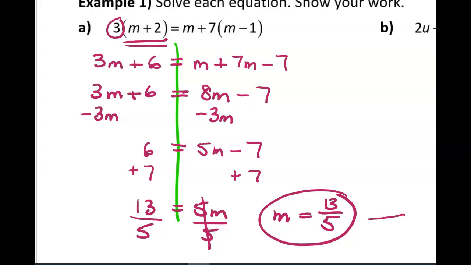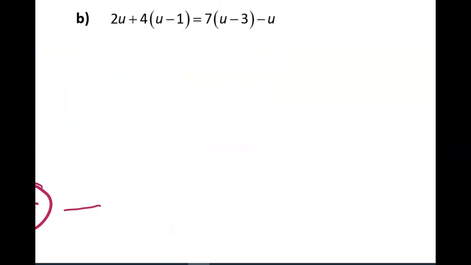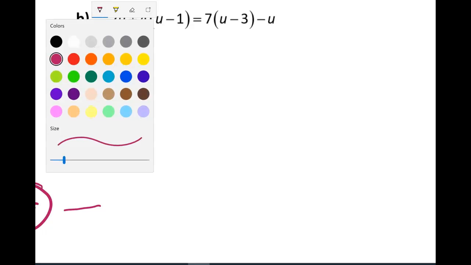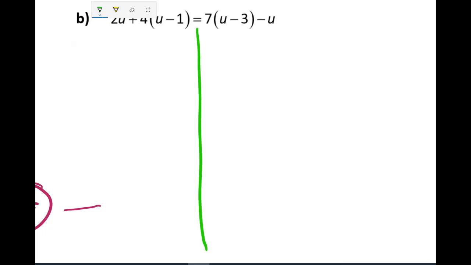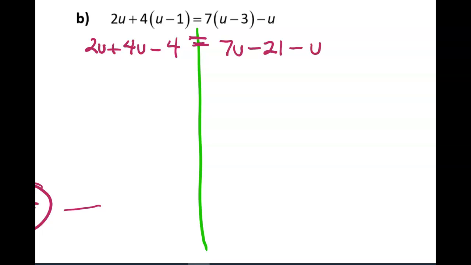All right, let's take a look at b. In b, we have, again, some parentheses, and you may want to draw that vertical line so you remember where the equal sign is. So on our left side, we have a multiplication of 4 times the contents of that parentheses. So 4 times u is 4u, and 4 times 1 is 4, equal sign. 7 times u is 7u, minus 7 times 3 is 21, and I'm bringing down that minus u that follows the parentheses.